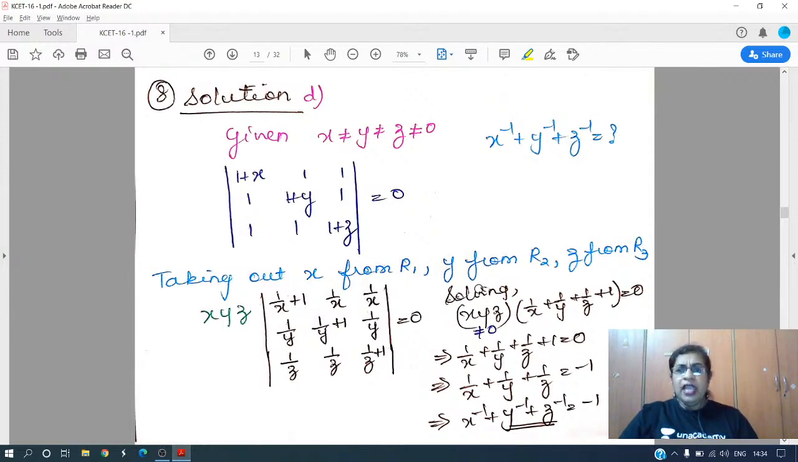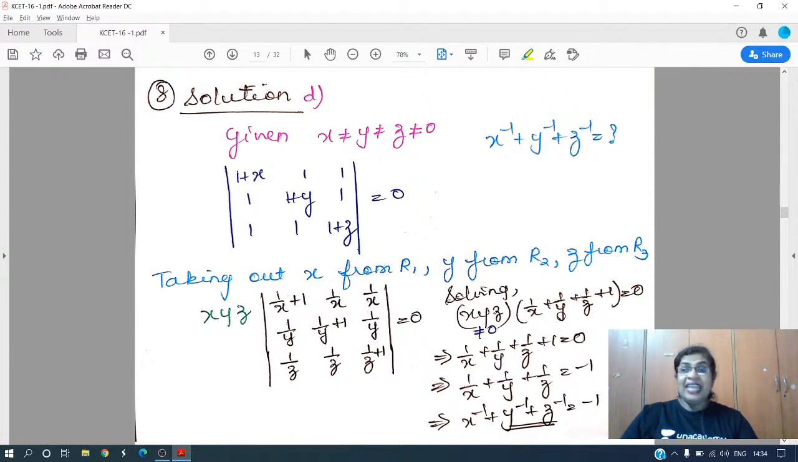So solving x, y, z, which I had taken out, that is there. And I have 1 by x plus 1 by y plus 1 by z plus 1, and it is given equal to 0. They have told me first only this is not equal to 0 and they are not equal. So if the product of two numbers has to be 0 and one is not 0, then the other one has to be 0, isn't it? Yes.